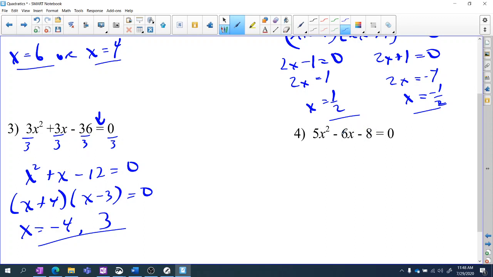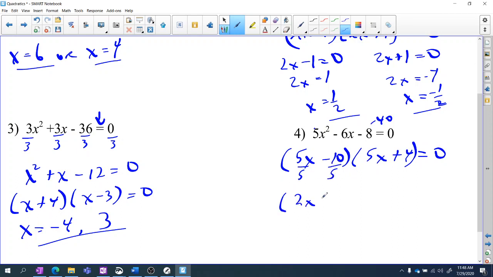Trinomial, no GCF this time, so we've got to go hard trinomial. 5 times negative 8 is negative 40, and I've got to get a negative 6, so that would be a negative 10 and a plus 4. 5x subtract 10, 5x plus 4 still equals 0. This one divides by 5. This one doesn't, so I've got 2x, oh sorry, just x.